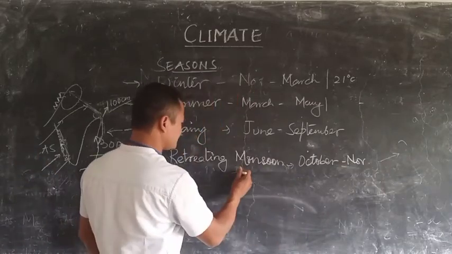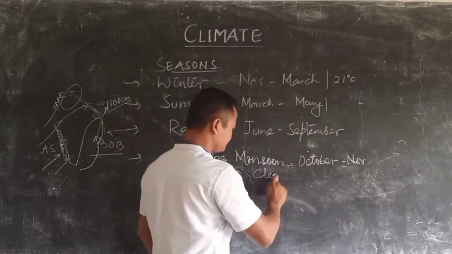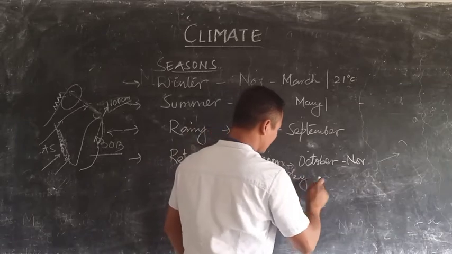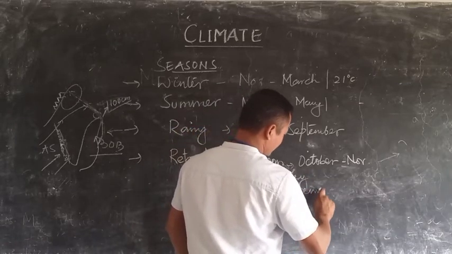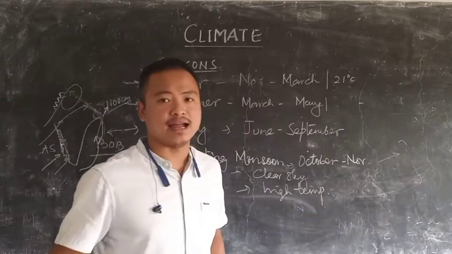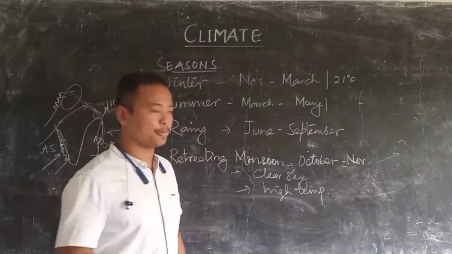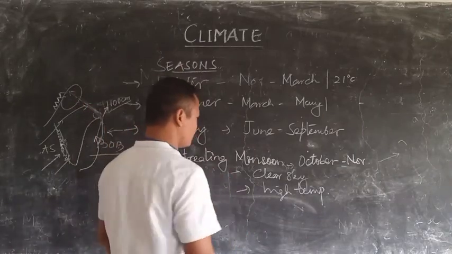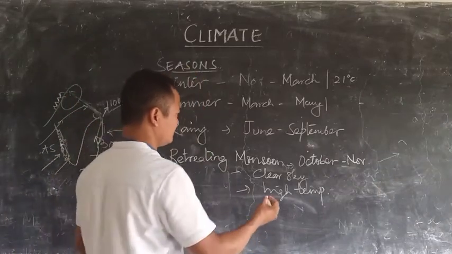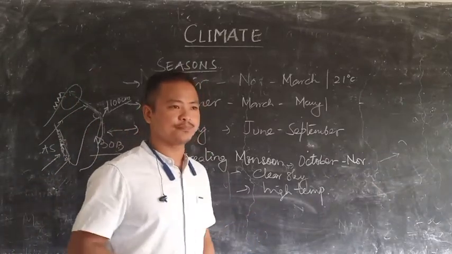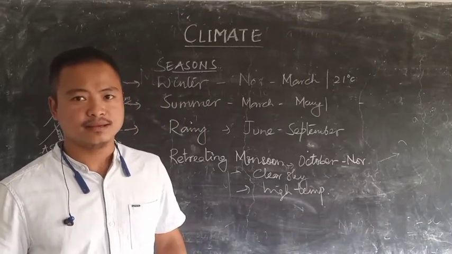So one thing we see in the retreating monsoon is that the skies are quite clear, characterized by high temperature. With high temperature you obviously have a high humidity level because of a higher rate of evaporation. During the retreating monsoon season, the wind starts returning back towards the water bodies and hence remains mostly dry.